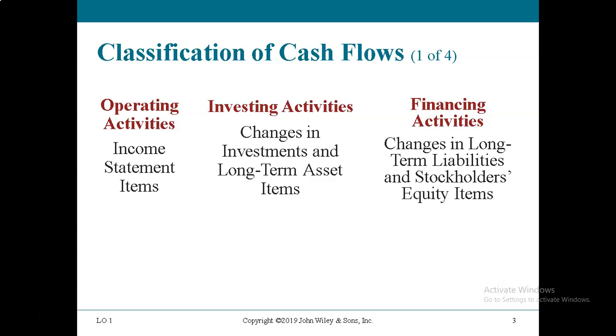Now, in the operating activities section, in the book, it says that the operating activities includes income statement items, but we can also say that the operating activities section includes revenues, expenses, current assets, and current liabilities. So the operating activities section: revenues, expenses, current assets, current liabilities. In the investing activities section, it only includes long-term assets, or anything with the word investment in it. In the financing activities section, it includes long-term liabilities and stockholders' equity.